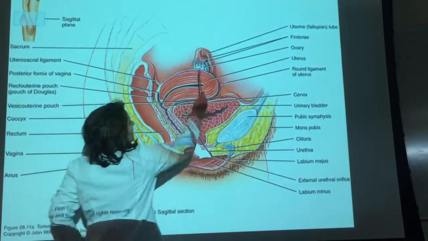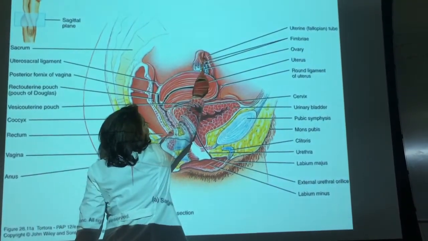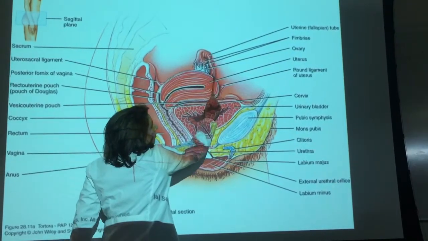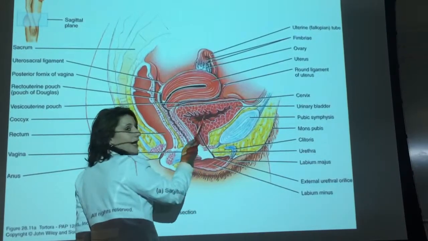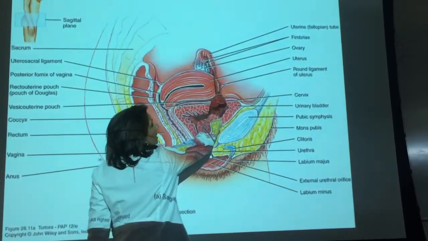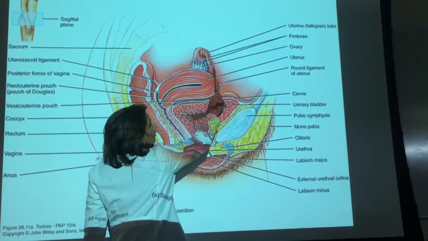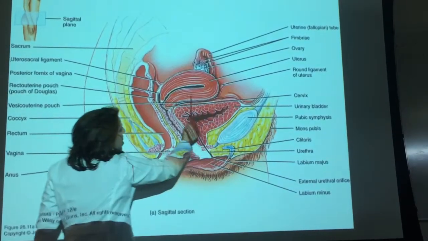Once that happens, the egg travels through the fallopian tube. Sometimes they call it the uterine tube or oviduct. Just call it fallopian tube. When a woman has a tubal ligation, this is what's cut right here, the fallopian tube. Okay? And then this goes into the uterus.